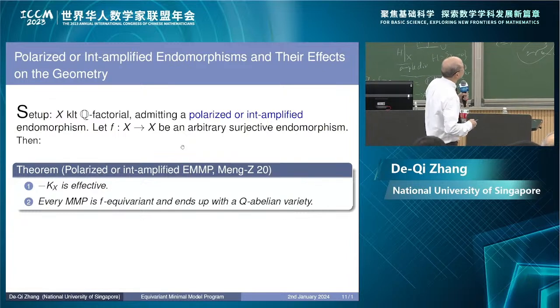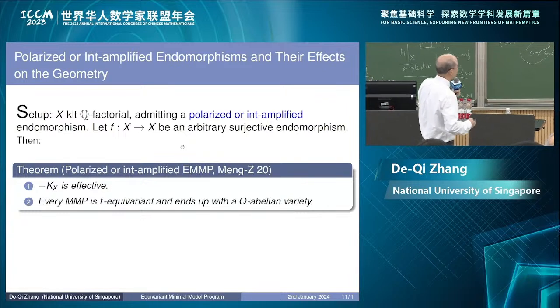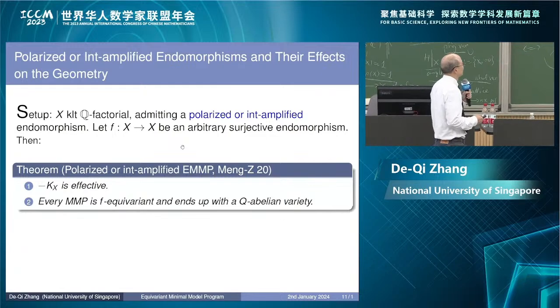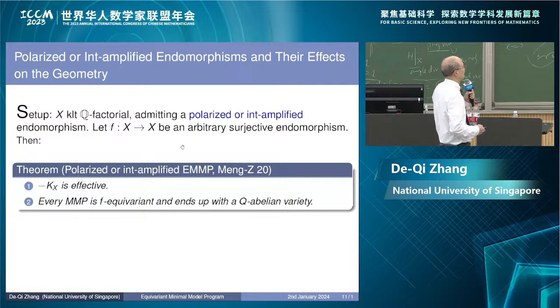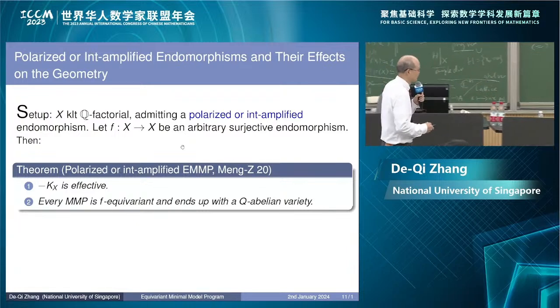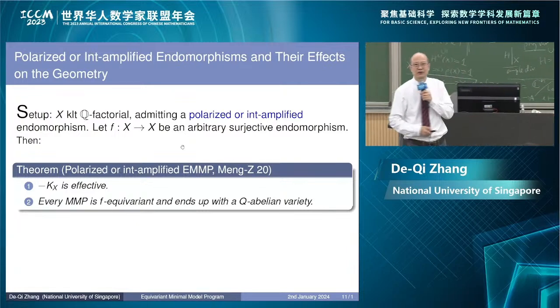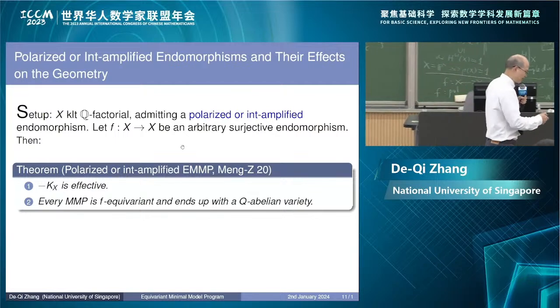So let's summarize the most important results we have. You assume you have an endomorphism that is polarized or int-amplified, and then first you can get something geometric: minus K is effective. The other thing is that you can run the MMP equivariantly, and you can reach your final Q-abelian variety. That one I mentioned already. Any questions so far? Okay.